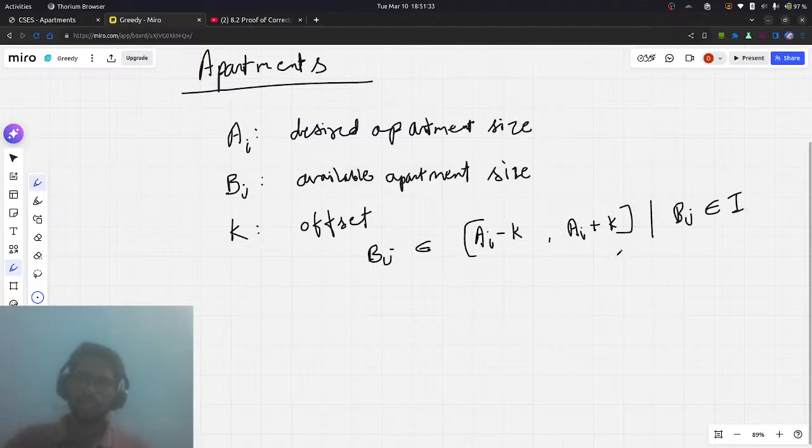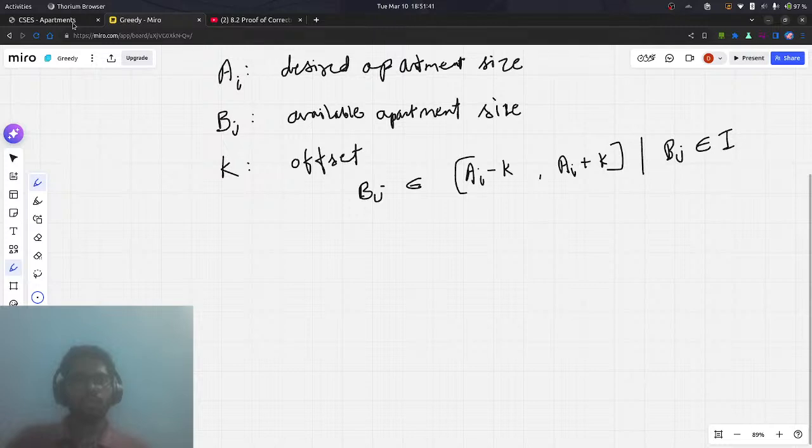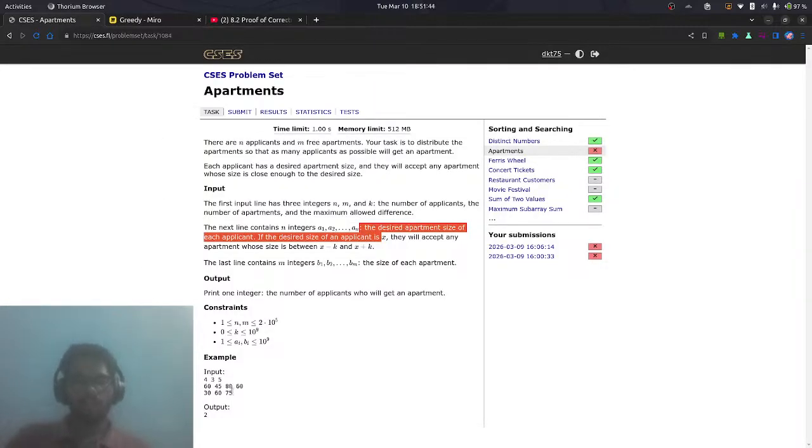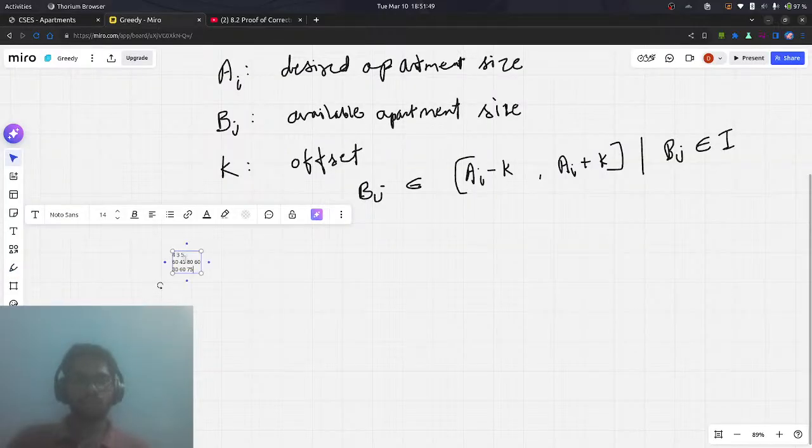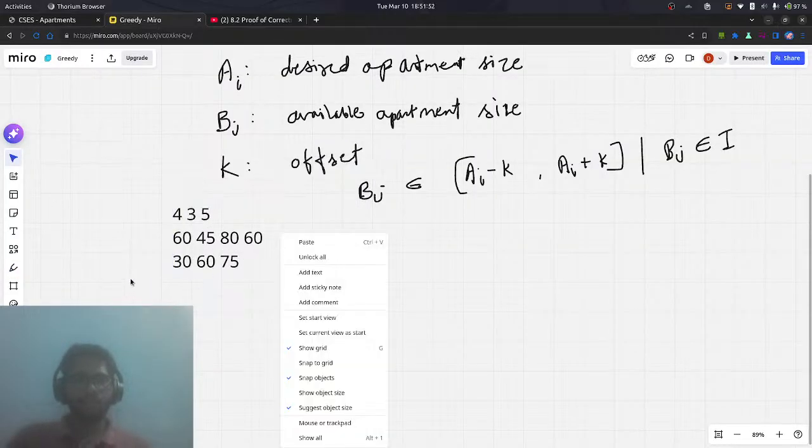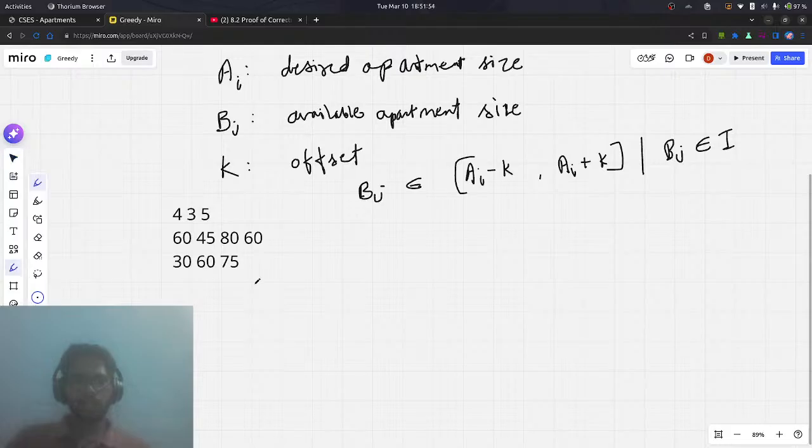So if this is the case, then we will assign it to the ith person, and we will increment the counter. So what I thought of was that when we are given both the arrays and all three of these, my first instinct was to sort both the arrays first. So after sorting, it will be like 45, 60, and then 60 and 80. This is the A array.